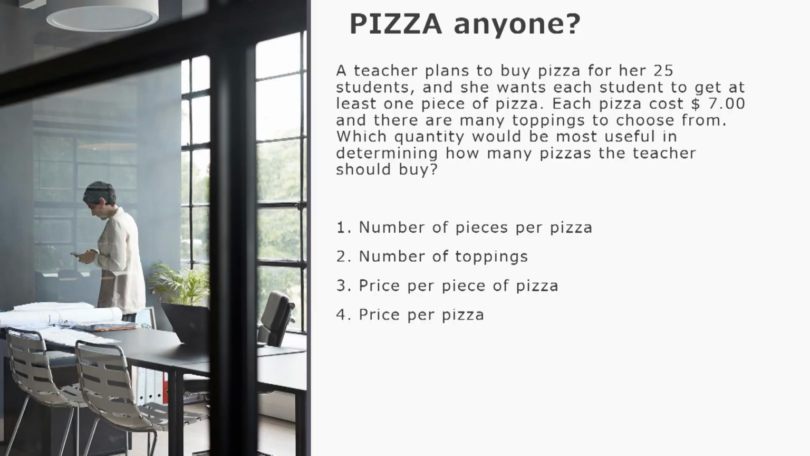Pizza anyone. A teacher plans to buy pizza for her 25 students, and she wants each student to get at least one piece of pizza. Each pizza costs $7, and there are many toppings to choose from. Which quantity would be most useful in determining how many pizzas the teacher should buy? 1, number of pieces per pizza. 2, number of toppings. 3, price per piece of pizza. And 4, price per pizza.